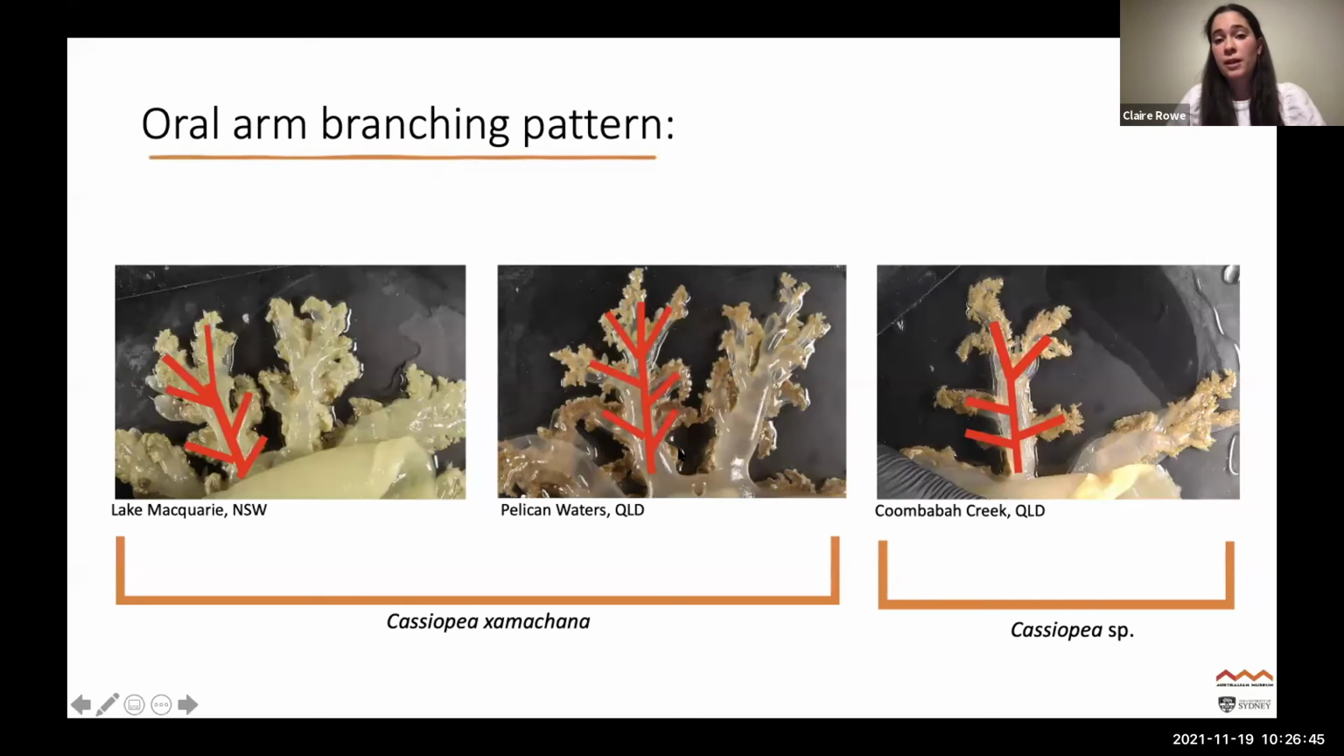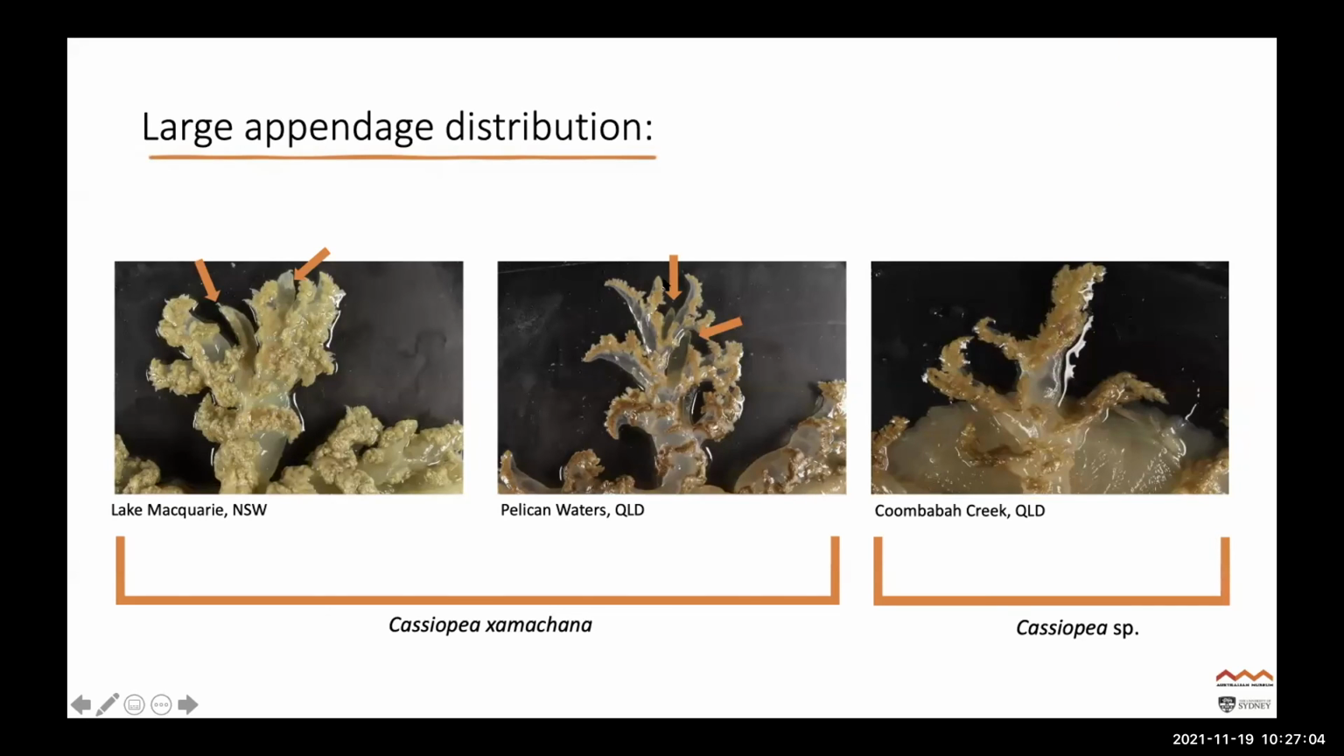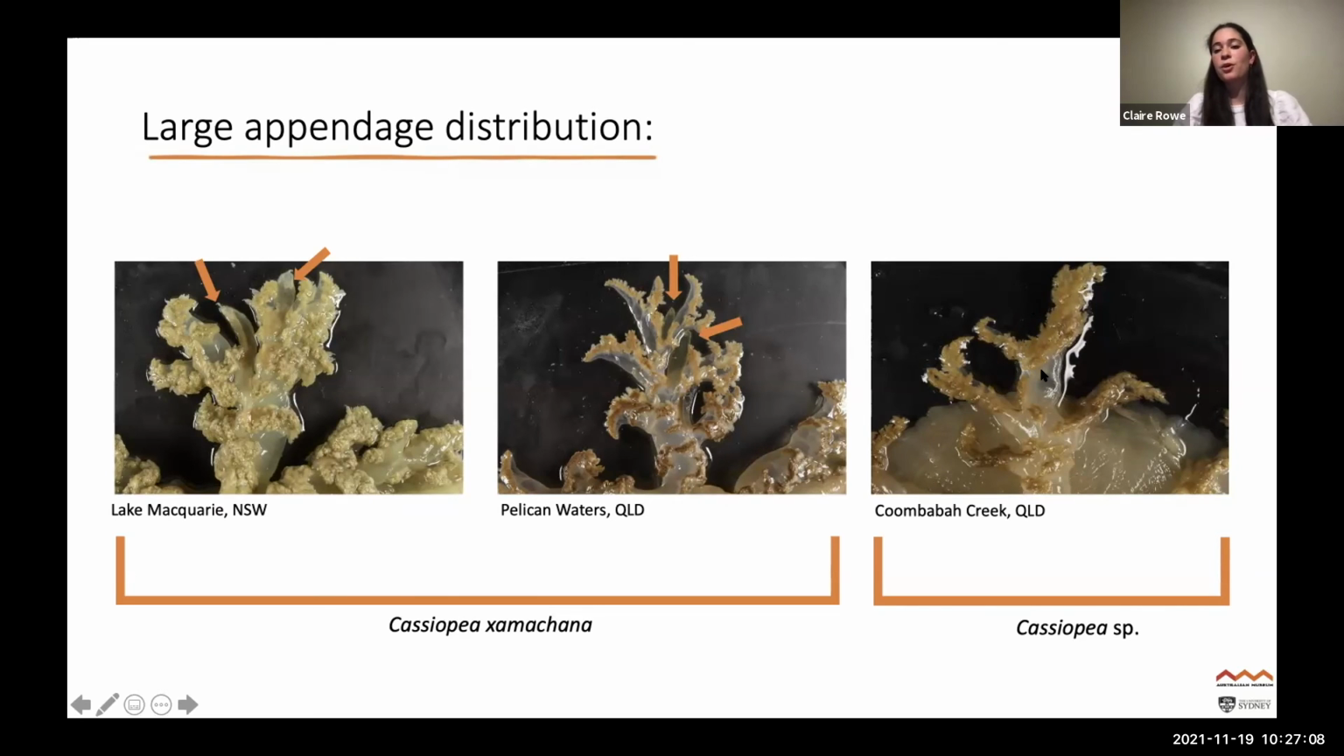This was the same for Pelican Waters, where again, they were alternating with one fork much stronger than the other, compared to Coomba Creek, where you had a combination of alternating and pinnate, meaning in line with each other. And additionally, the fork was equal in strength. Finally, those large appendages, these ones occurred in the fork of the arm for both Lake Macquarie and Pelican Waters, compared to Coomba Creek, where there was no large appendage.